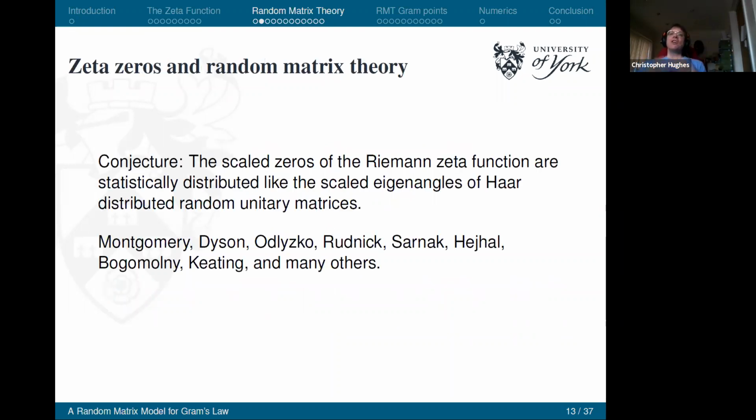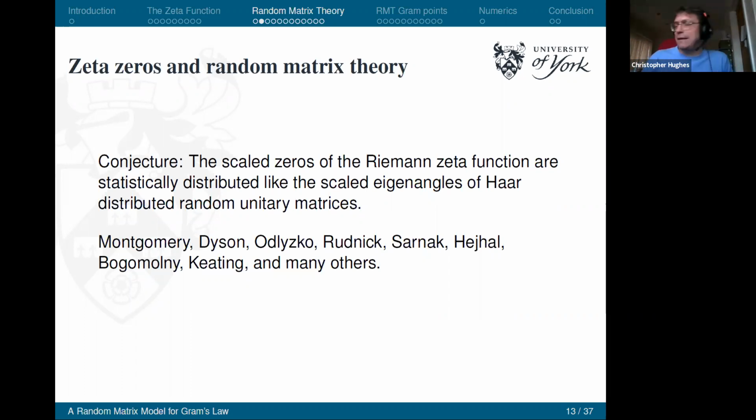And the conjecture is that these scaled zeros statistically look very much like scaled eigenangles of unitary matrices chosen with Haar measure. So the unitary matrices form a group. It's a compact classical group. It has a Haar measure, which is the unique measure that's invariant under action by that group. Left and right Haar measure are the same because it's compact, and uniqueness because it's compact. These are nice things, well studied.